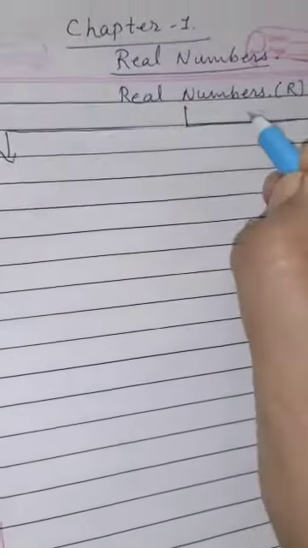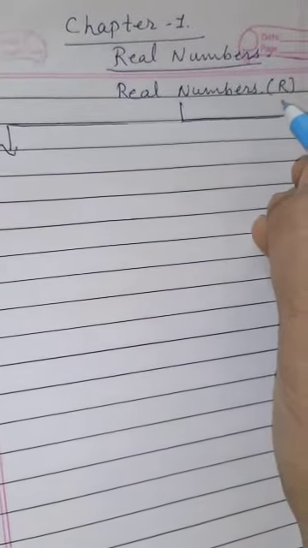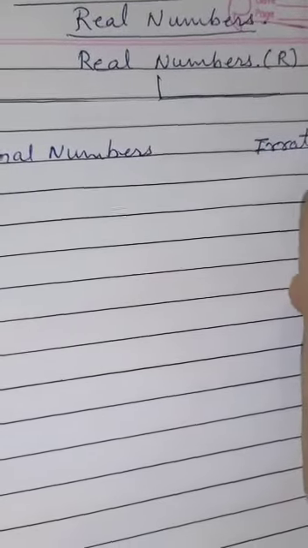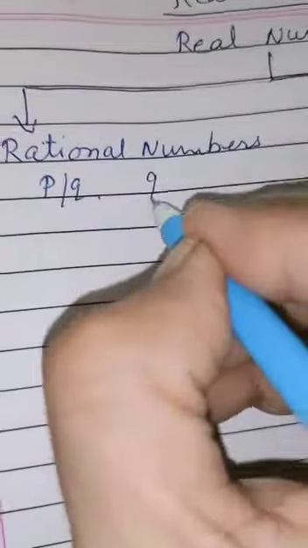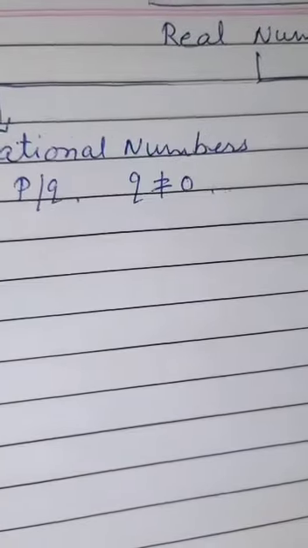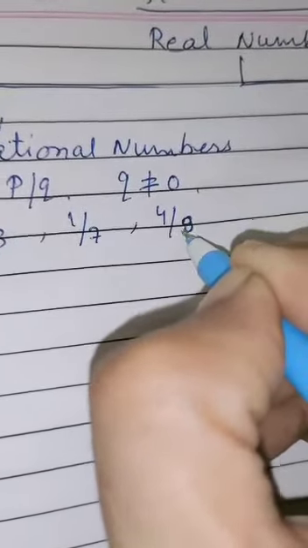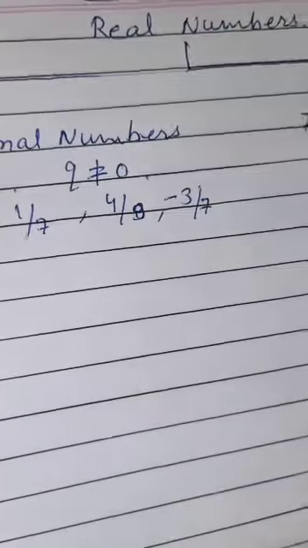Real numbers, which is denoted by letter R. It is a combination of rational numbers and irrational numbers. Rational numbers are the numbers which can be represented in the form of p by q, where q should not be equal to 0. You can take examples 2 by 3, 1 by 7, 4 by 9, minus 3 by 7, and so on.